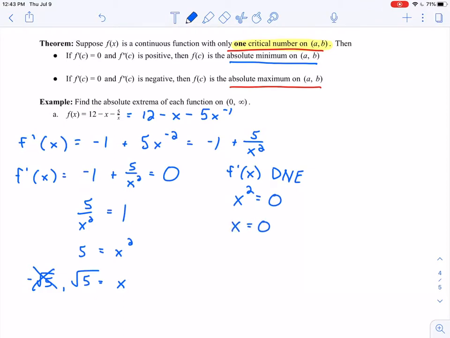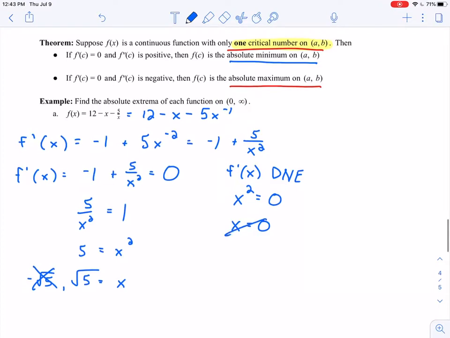And I don't need to worry about that for two reasons. First of all, it's not in my interval. It's not between 0 to infinity. So I don't really need to worry about it. And then the other reason is if you look back at your original function, that function doesn't exist at 0. You have a vertical asymptote at x equals 0. It's not in the domain of our function. And if it's not in the domain, it can't be a critical number. So x equals square root of 5, that is our only critical number. So this is good so far.